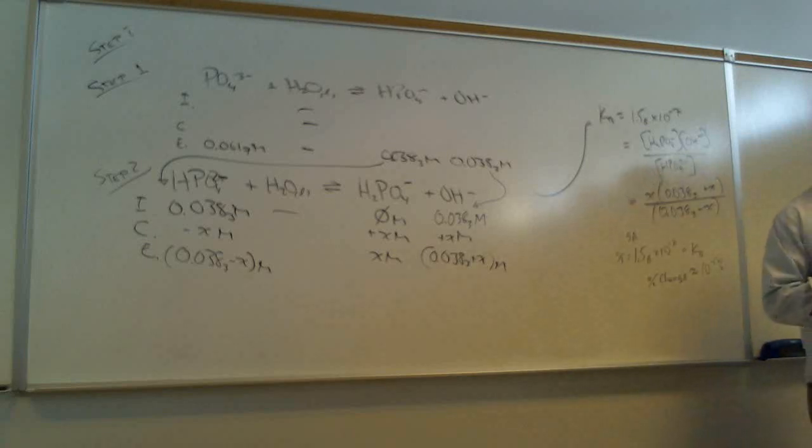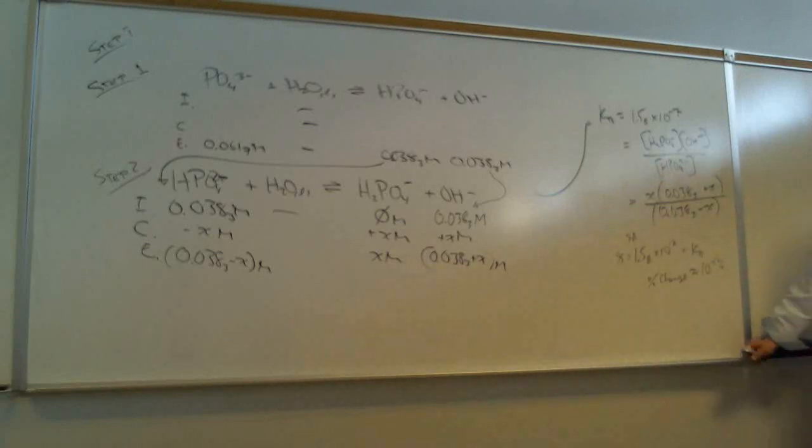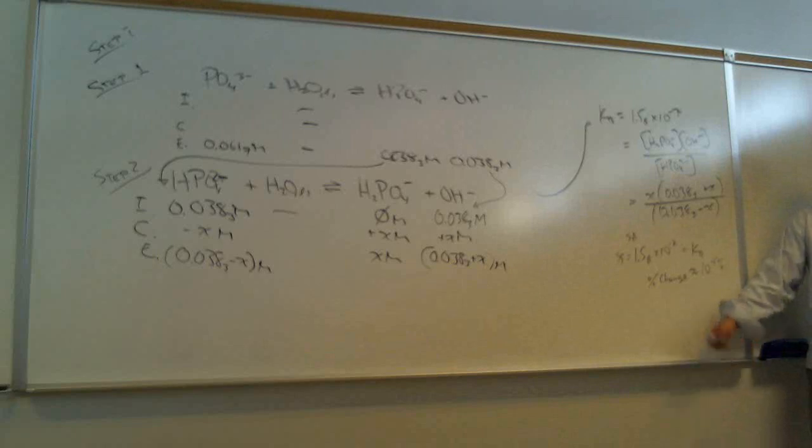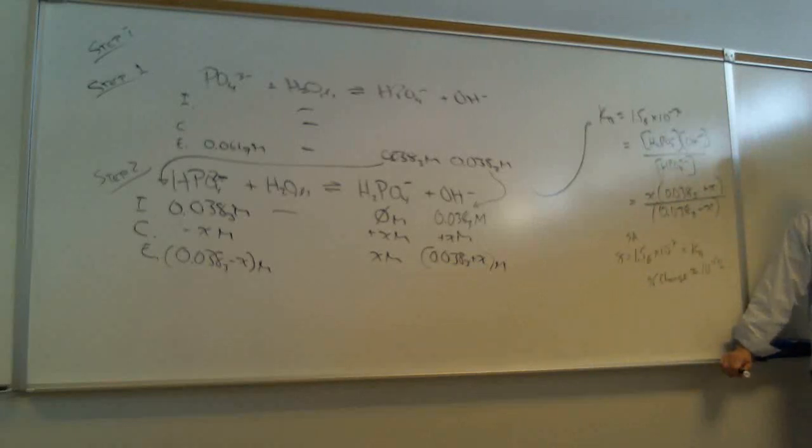So what do you think about the simplifying assumption? It works great. Why does it work great here? Is it because of the Kb? Because not much product is going to form. Why? Because it has a really small Kb. Okay, it has a pretty small Kb, 10 to the minus 7.